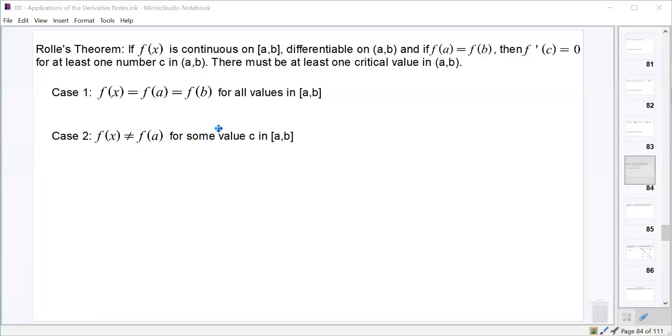Today we're going to talk about Rolle's theorem and the mean value theorem for derivatives. First we're just going to do a quick statement of what Rolle's theorem is, and then we'll go through a pretty quick and easy proof. And then after a while, we'll take a look at the mean value theorem.